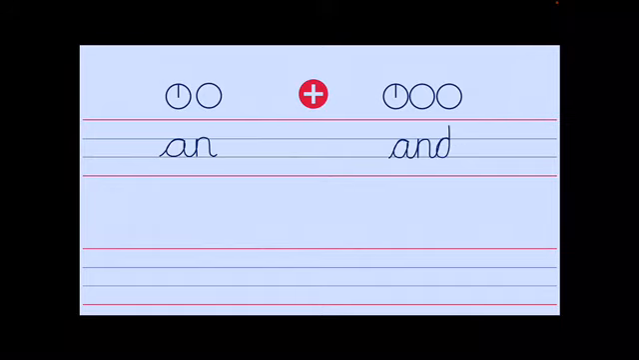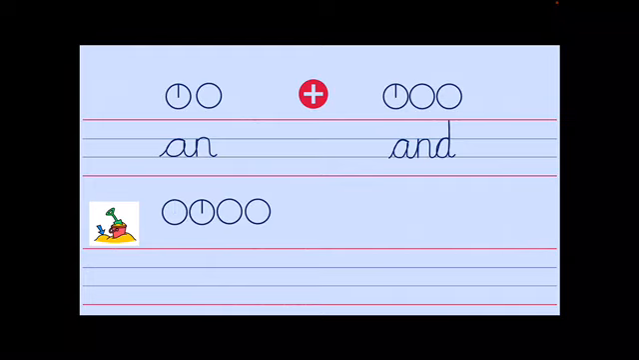A is A, N is N, D is D. Or you might prefer to say A is A, Nd is ND. The choice is yours. So what are we going to add this time? We're going to keep and, here's a picture. What do you think? Which sound are we going to add? Well spotted. S, s. Right at the beginning of and for the word sand. S is S, A is A, N is N, D is D, or Nd is ND.